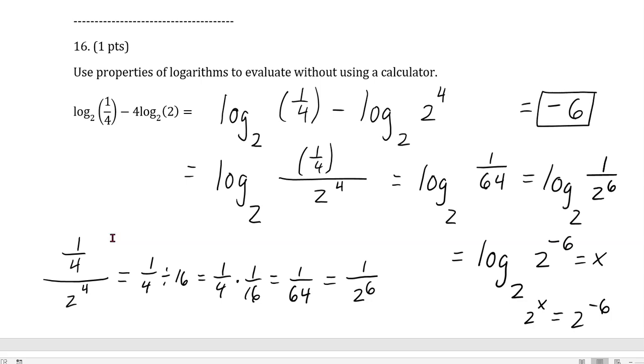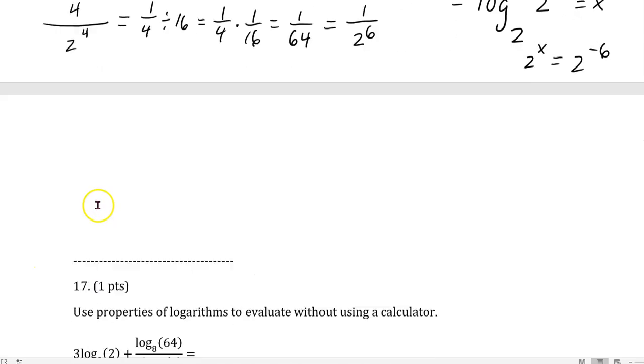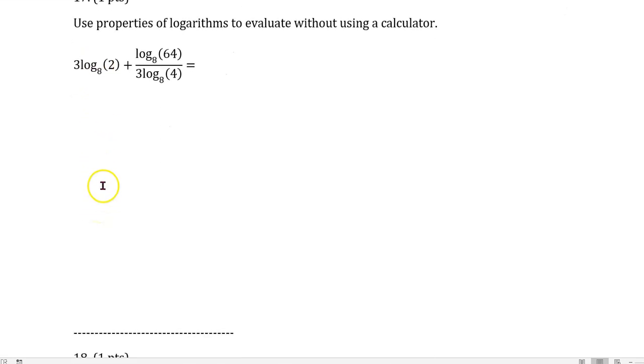Let's take a look now at problem 17. In problem 17, we want to again use properties of logarithms to evaluate without using a calculator. This time we have 3 times the log base 8 of 2 plus log base 8 of 64 divided by 3 log base 8 of 4. Notice that we have 2 factors that are outside the logarithm that need to be pulled inside before we can do anything else.